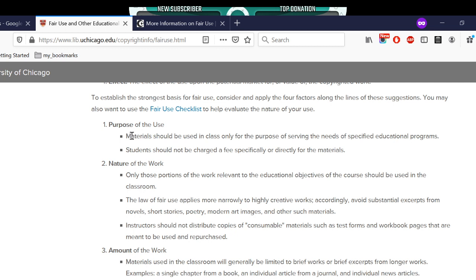Okay, so purpose. Materials should be used in class only for the purpose of serving the needs of specified educational programs. Students should not be charged a fee specifically or directly for the materials. So this is assuming that I am maybe a professor in a university or something. And it may not be appropriate to extrapolate from there that my streams are my classroom and all the viewers are my students, so these principles will apply to me. So this may not be as good of a source as I had expected.